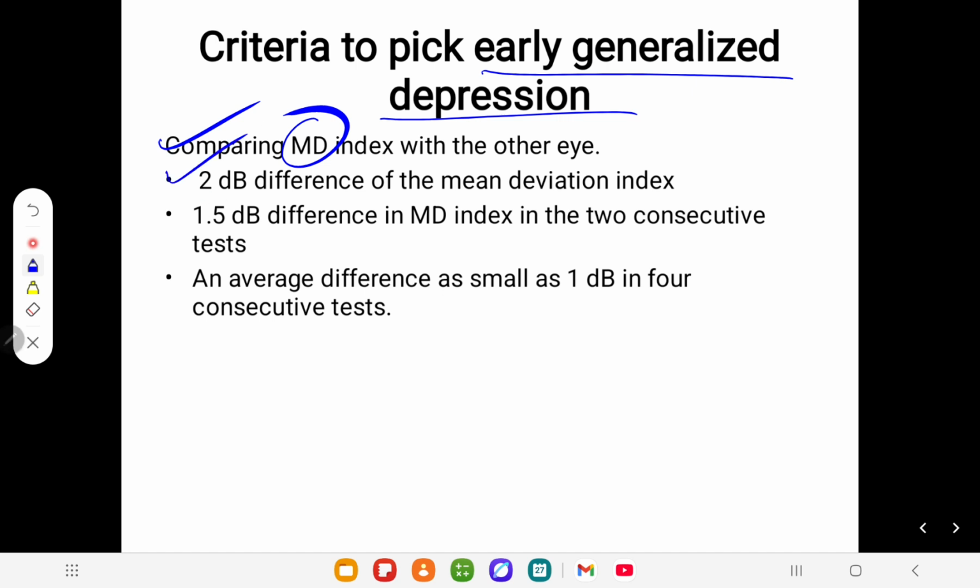One is a 2 decibel difference in the mean deviation index, you must be cautious if there is. And another is a 1.5 decibel difference in mean deviation in 2 consecutive tests. If there are 2 consecutive tests and you find every time a 1.5 decibel difference in mean deviation. And another is an average difference as small as 1 decibel in 4 consecutive tests. Whenever the consecutive test number increases, you become more and more cautious if there is even 1 decibel difference in mean deviation. Okay, that's very important.